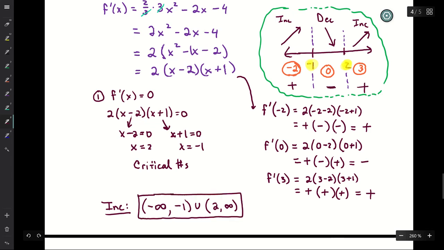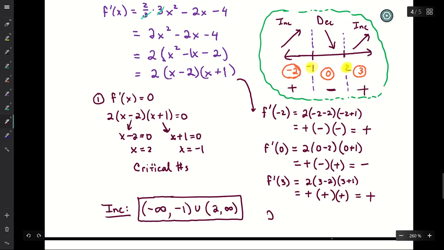All right, and then finally, we're going to write down where it's decreasing. So decreasing, that would only be between -1 and 2. So we'd say an open interval from -1 to 2, and then that's where the function is decreasing.